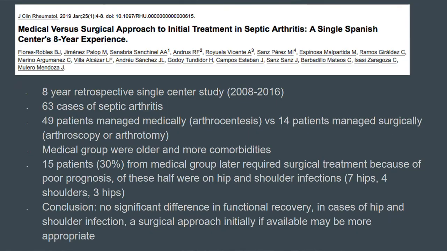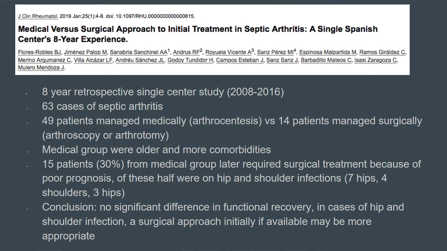The next study also looked at the medical versus surgical approach in treatment of septic arthritis. This was a single center study, looked at an 8-year period retrospectively. They had 49 patients that were managed with arthrocentesis, and then 14 patients that were treated either with arthroscopy or arthrotomy. Here, the medical group were older, they had more comorbidities, and then 15 of the 49 had poor prognosis, so they eventually required surgery. And then out of these, seven of them were knees, 4 shoulders, and 3 hips.